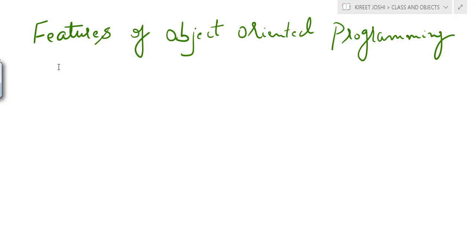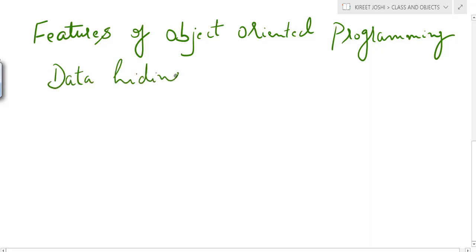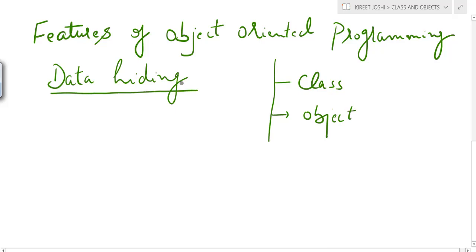So in this lecture we'll be discussing some of the important features of object oriented programming language. The feature is data hiding. This data hiding is also one of the most important features of object oriented programming. In the previous lectures we have discussed two important features of object oriented programming: the first one is class, and the second is object. So these two we have discussed. Now we'll discuss the third important concept, that is known as data hiding.